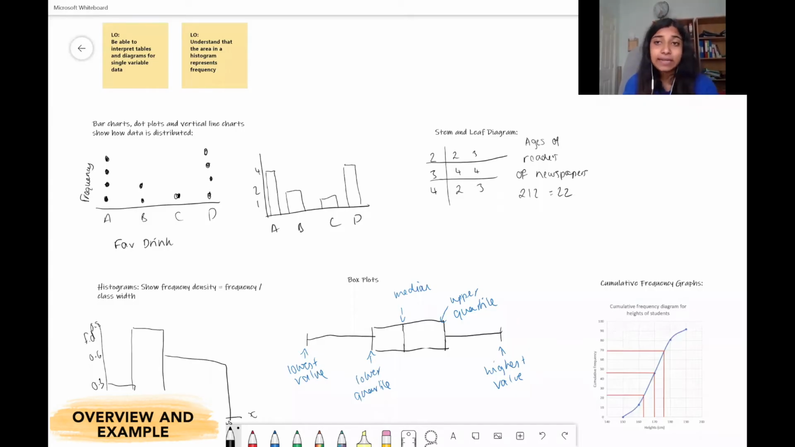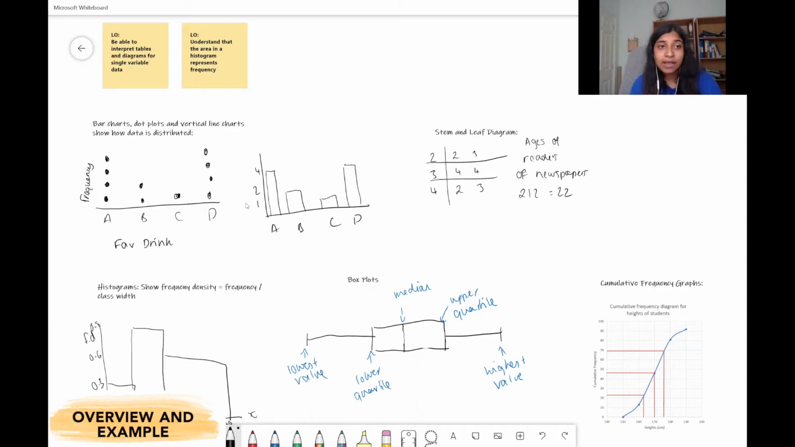So I've laid out here the main graphs that you'll need to know for representing different types of data. The first type is bar charts, dot plots, and vertical line charts. And these show how your data is distributed. For example, we have this dot plot here showing the frequency of your favorite drink. Each dot represents one frequency. So you can read off here for A, for example, that 4 people like the drink A.